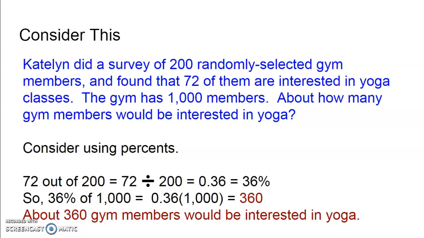percent would be out of 100. So half of 72 is 36. In fact, that's the way I did it in my head. 36 out of 100. So then 36% of the 1,000. So then you can see, well, 36% of 1,000 then is 360. All right, so about 360 gym members would be interested in yoga.